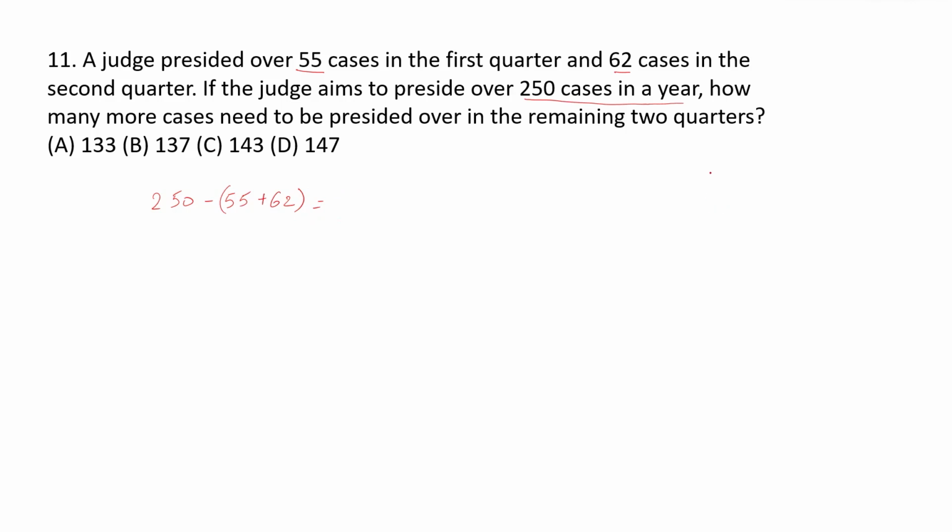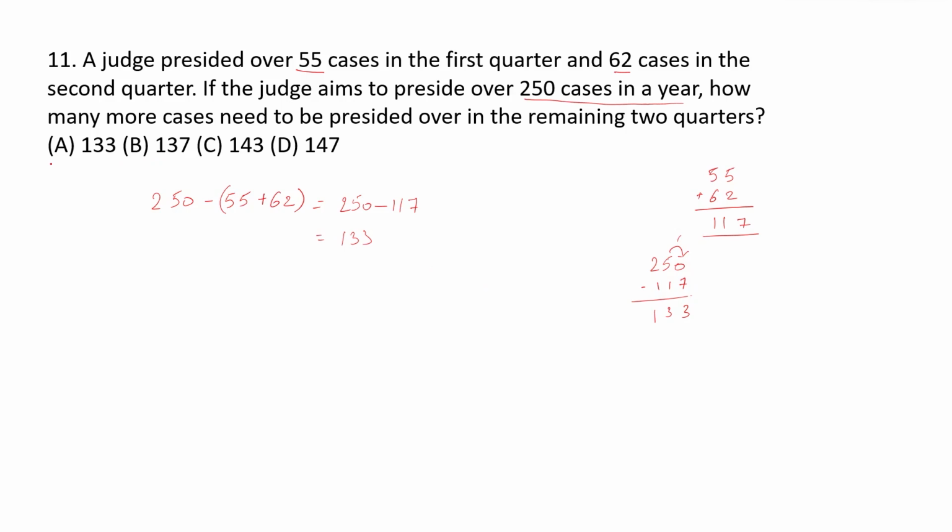So let me do the operation. First, the bracket operation you have to do first. Oh, sorry. Add them up. 5 plus 2 is 7. 6 plus 5 is 11, so 117. So 250 minus 117. So these are the cases he still has to do. So 0 minus 7 is not possible. You will take one remainder this side. It becomes 10. 10 minus 7 is 3. It becomes 4. 4 minus 1 is 3. Here it is 2. So 133.